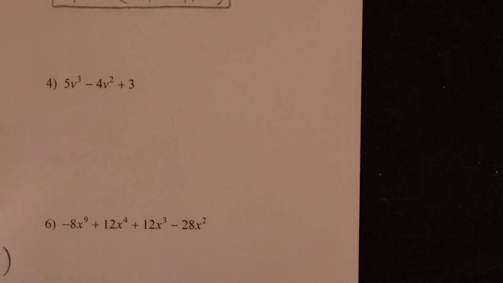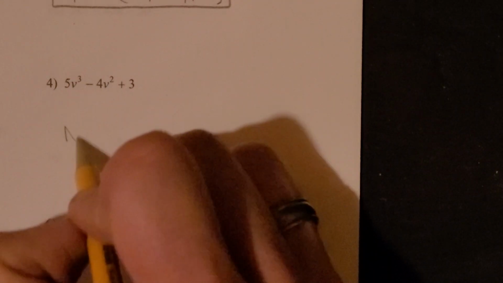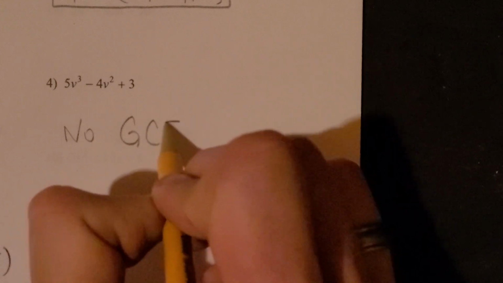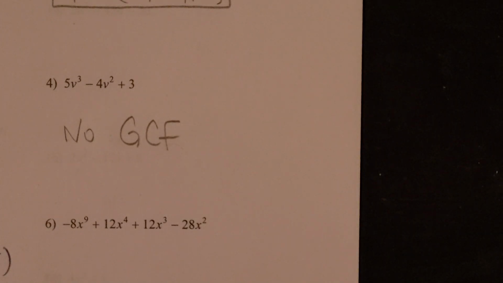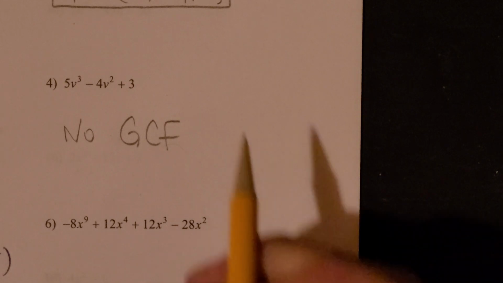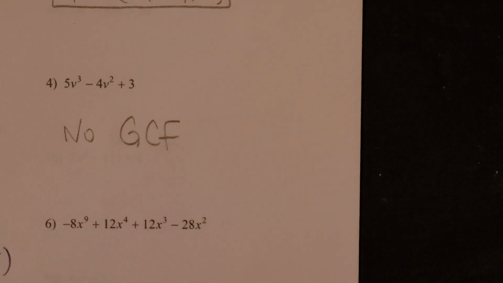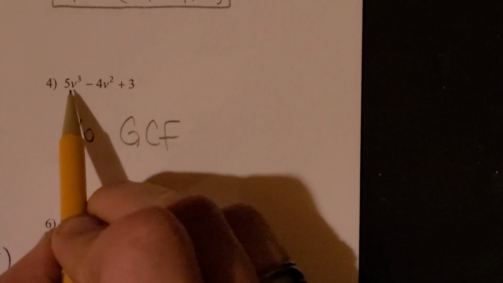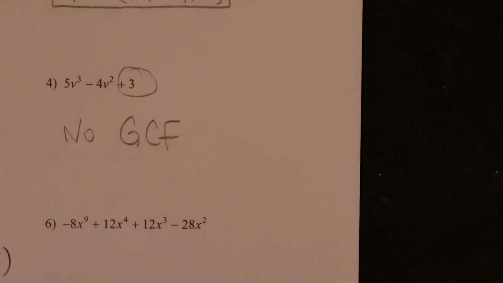For number 4, I hope you didn't spend too much time on this because there is no GCF. It is not factorable at all, actually. Between 5, 4, and 3, I can't pull out a number. And this has 3 v's, 2 v's, but this last term has no v's, so I can't pull out any v's.